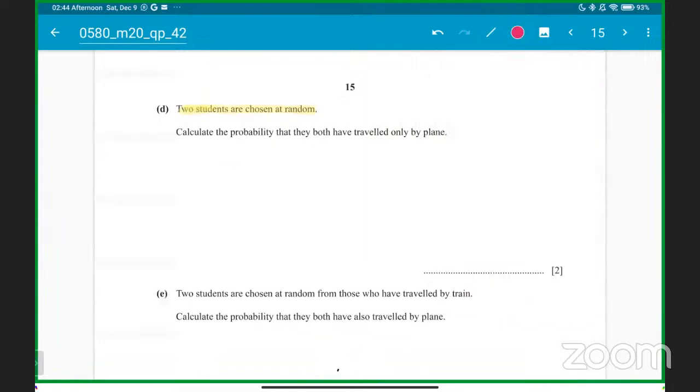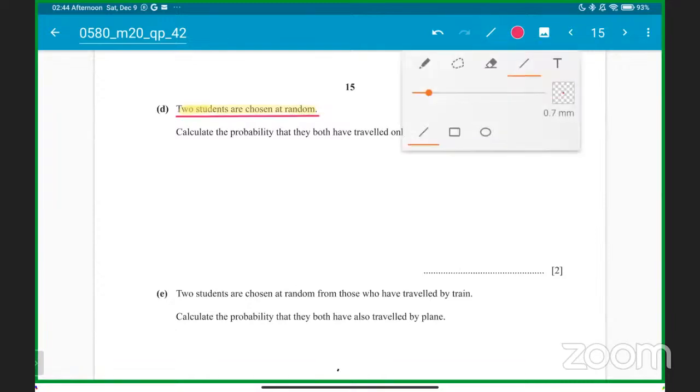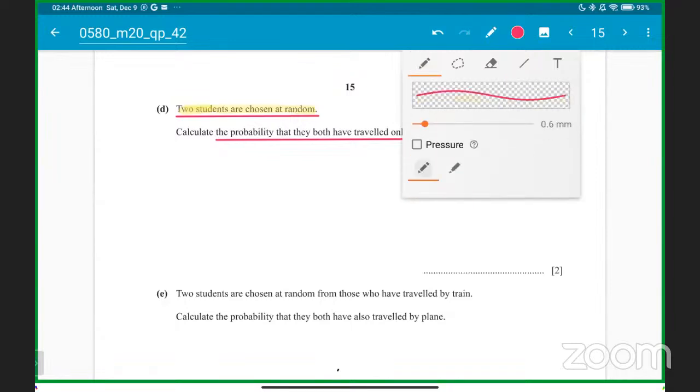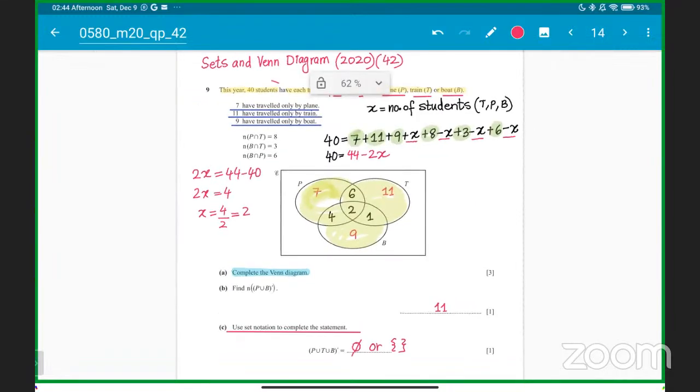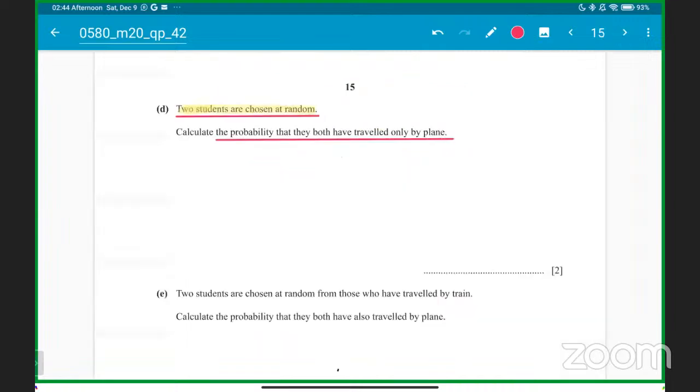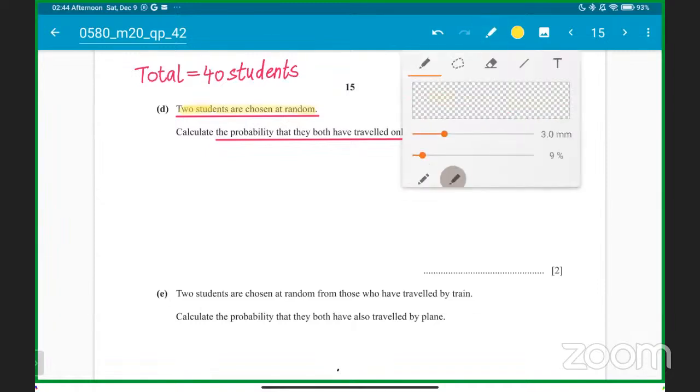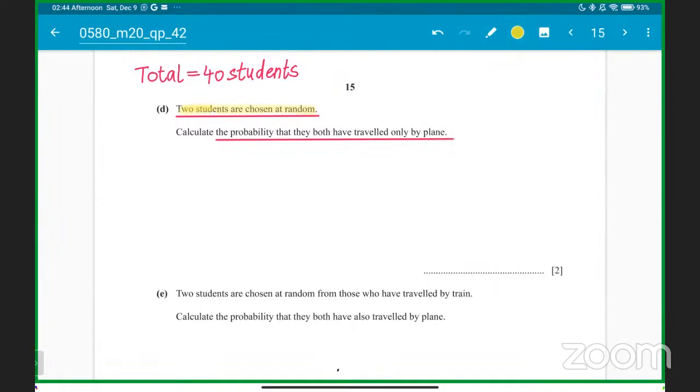We have part D then. 2 students are chosen at random, and we have to calculate the probability. So 2 students are chosen out of the total 40 students. When they say 2 students are chosen, your mind should directly click that we have a total of 40 students, and we have to choose 2 students from there.